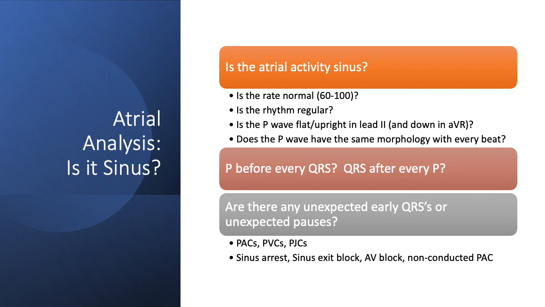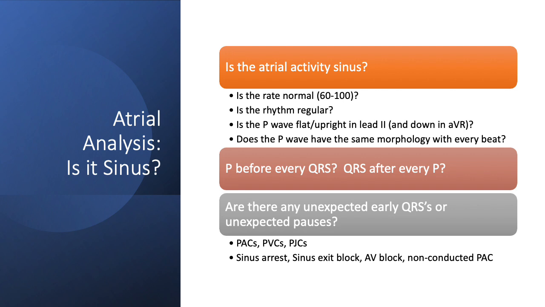So I'm going to take a look at the rate of P waves throughout the EKG. Is that rate normal, 60 to 100 beats a minute? Is the rhythm regular? Is the P wave upright in lead 2 and down in AVR? And does the P wave have the same morphology with every beat? Because if you have an ectopic atrial node, then you could potentially have different morphologies of P waves in the same EKG. Additionally, I'm going to then take a look and see whether or not there is a P before every QRS and a QRS after every P.